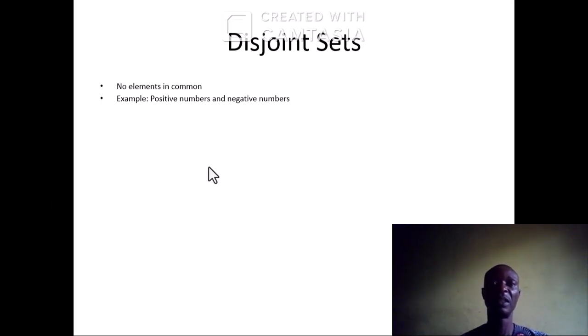Let's talk about disjoint sets. Two sets are disjoint if they have no element in common. Let's say the set of animals and the set of human beings. What will be the intersection? Nothing. The set of electronics and the set of human beings. What is common to the two of them? Nothing. Another example: positive numbers and negative numbers, they have nothing in common, they are disjoint sets. That's what we call disjoint sets.